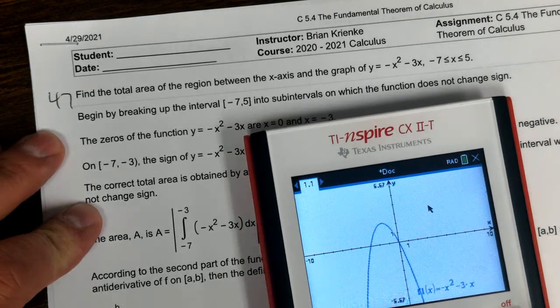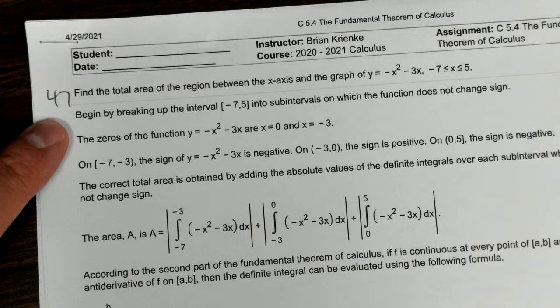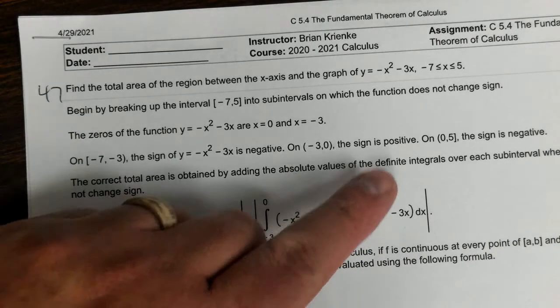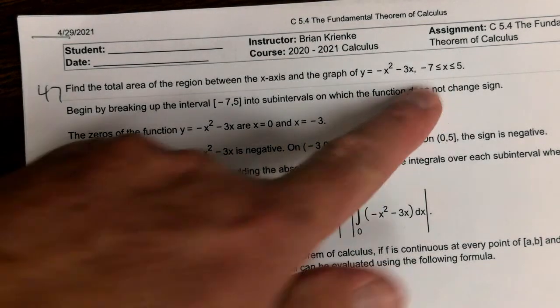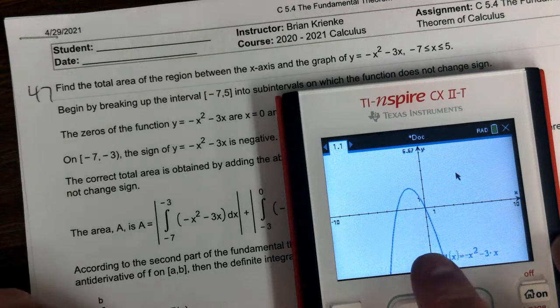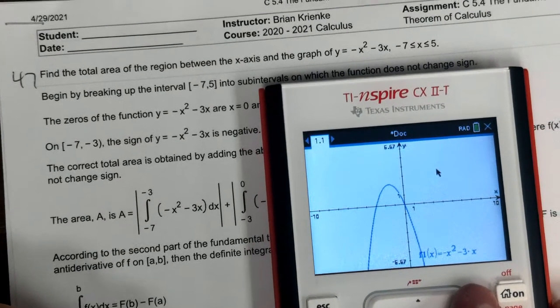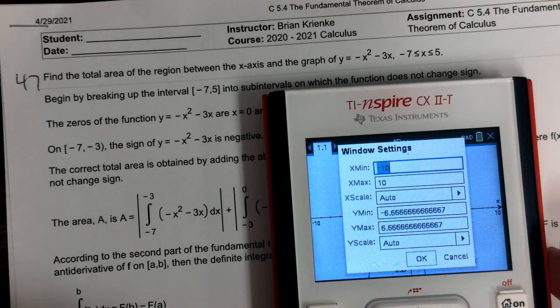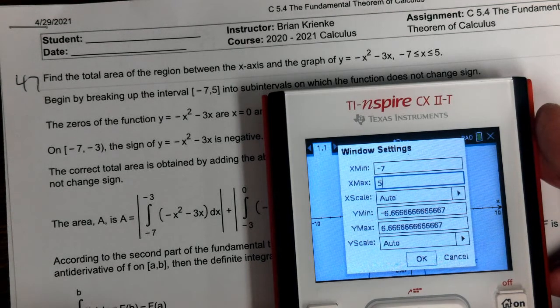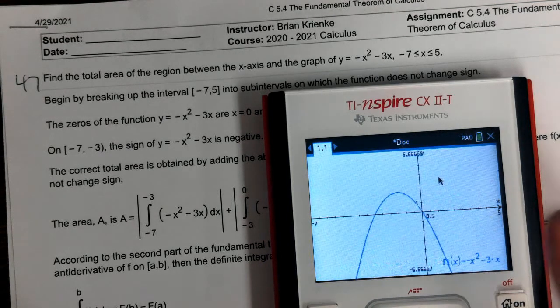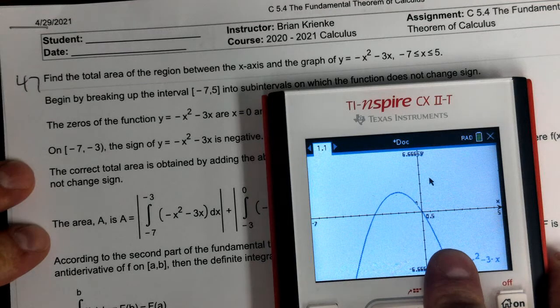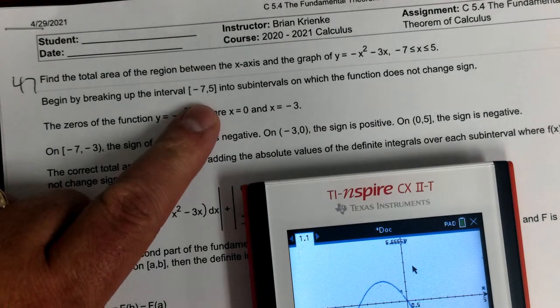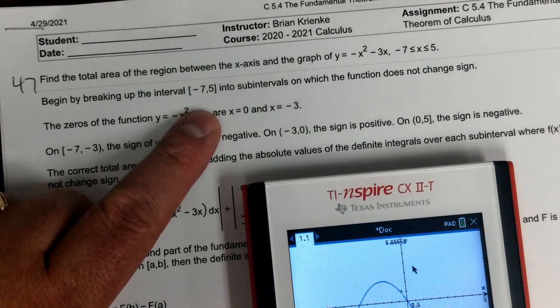Okay, so on the area question, which is number 47, first I'm going to graph it and then use this interval. So there's my graph and then the interval. So I'm setting my window and changing it from -7 to 5 for x. Okay, there's my graph. And we need to break it up into subintervals on which it does not change sign.